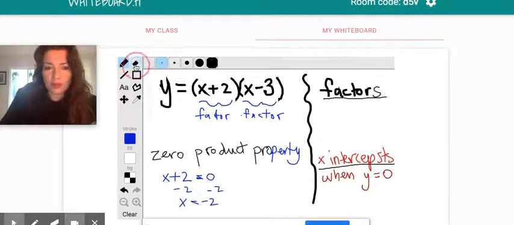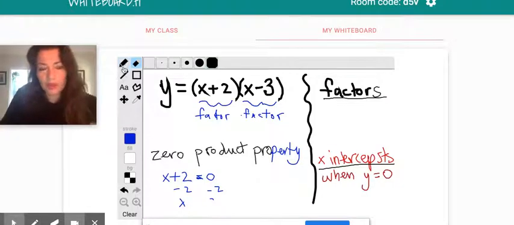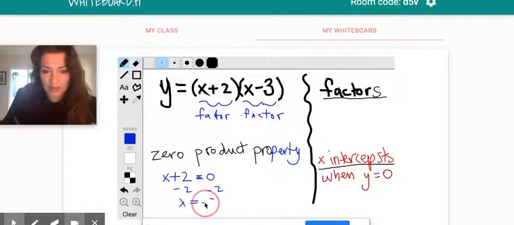So if you recall how we go from a factor and then backwards to an x-intercept, we're basically, oh my goodness, I'm trying to use this eraser at the same time as I'm using this pen, and so it just erased it. All right, so x equals -2.